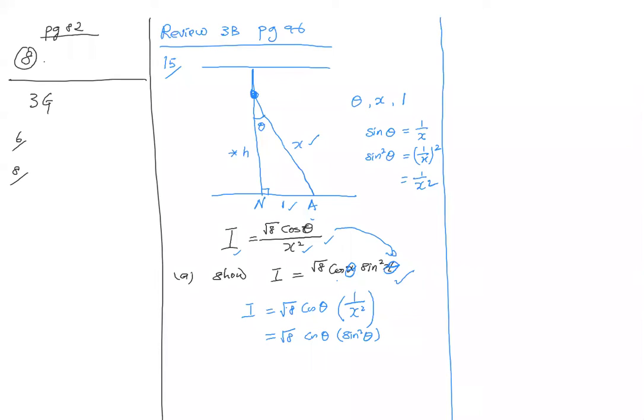Then part B, they say the light bulb may be lifted or lowered to change the intensity of light at A, assuming NA is always 1 meter. Find the height the bulb should be above the floor to provide the greatest intensity. Okay, when you want anything to be greatest or smallest, greatest I, so what should I do?